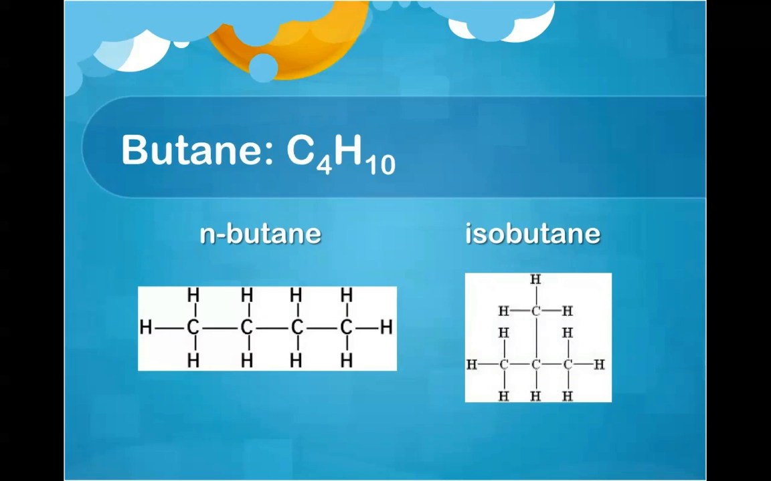So if we look at these 2 isomers of butane, they both have the molecular formula of C4H10. However, this one is a straight chain of our 4 carbons, and the one on the right we say will have 3 carbons in a chain and a branch of a methyl group, which we'll talk about more on Monday.